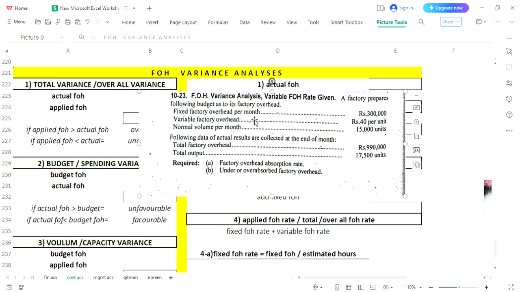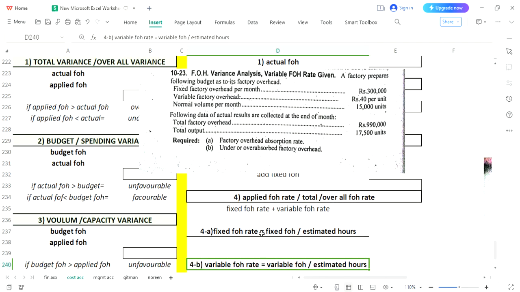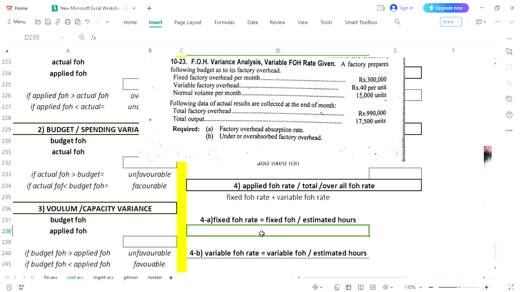Factory overhead per month, it is your fixed FH. We are going to solve our lower portion first, right side lower portion 4a part, where we need fixed FH, and it is going to be divided by estimated hours. So fixed FH is given, 3 lakh. We will be putting 3 lakh first, and it is going to be divided by estimated hours. Normal volume, units or hours are the same thing. Instead of estimated, it is written normal volume. For the timing, you will consider normal as estimated hours. How many are these? 15,000, put over here.